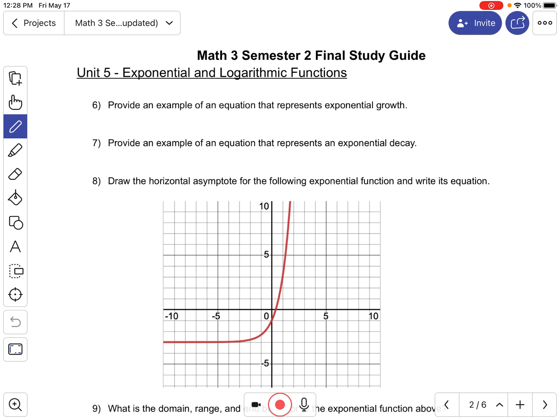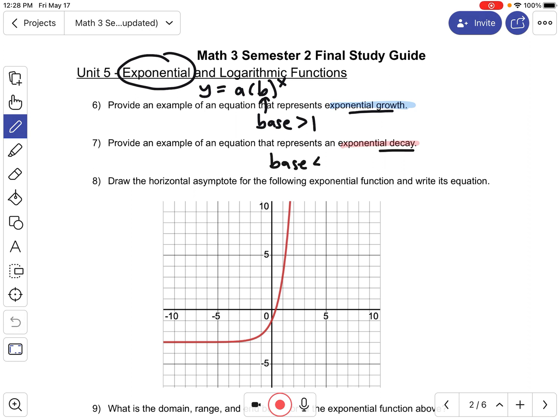So the first thing is going to be exponential growth versus exponential decay. The main thing to know is that with both of these, you're going to be using the equation of an exponential function, which is given as y equals a times b to the x. Now, the b stands for the base. When you have an exponential growth, the base is greater than 1. When you have an exponential decay, the base is going to be less than 1.